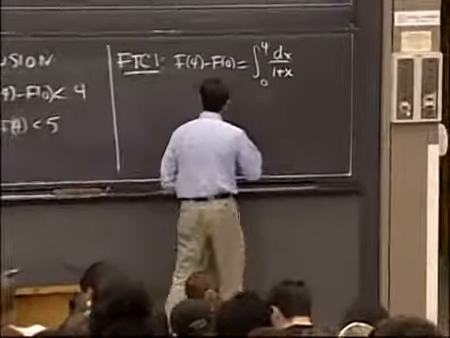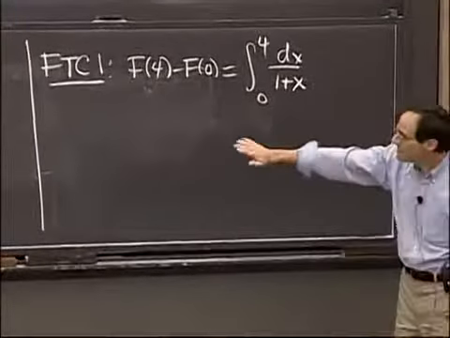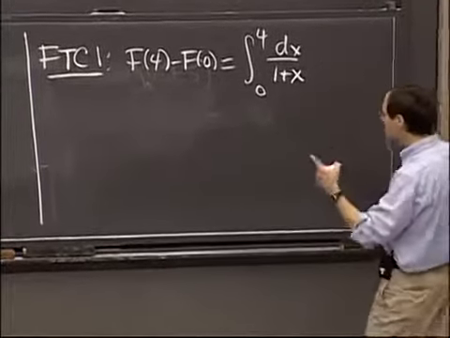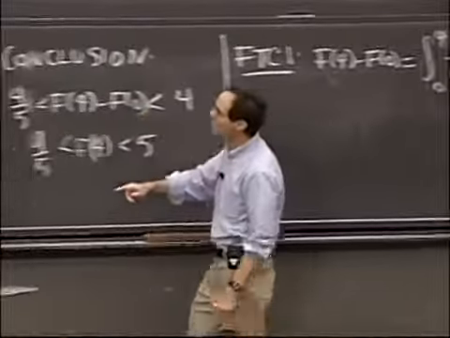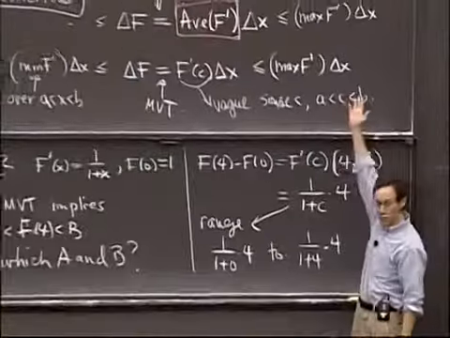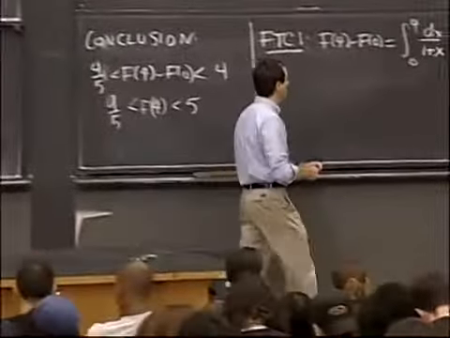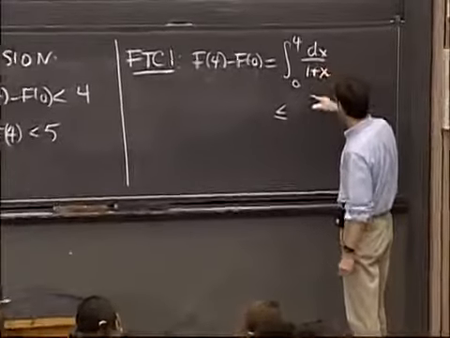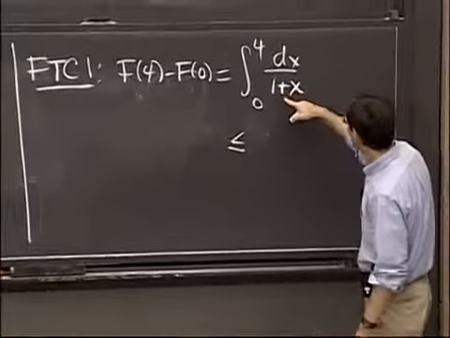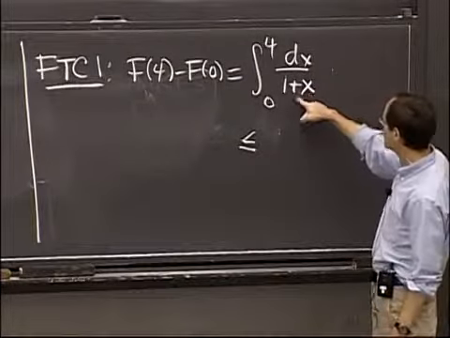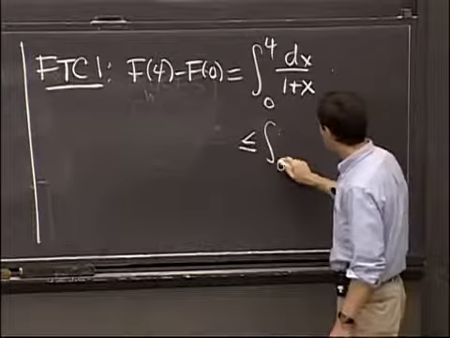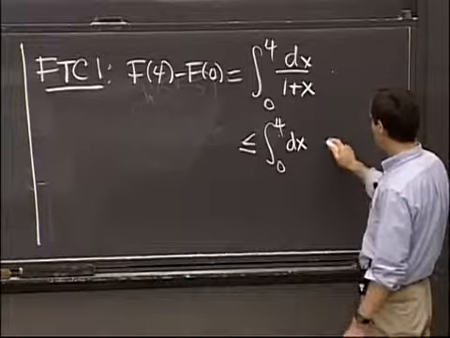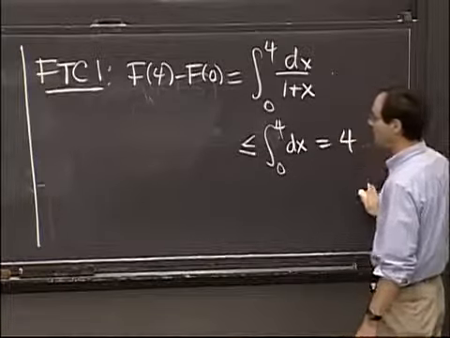And now I claim that we can get these same types of results by a very elementary observation. It's really the same observation that I made up here, that the average is less than or equal to the maximum, which is that the biggest this can ever be is, let's see, the biggest it is when x is 0, that's 1. So the biggest it ever gets is this, and that's equal to 4.